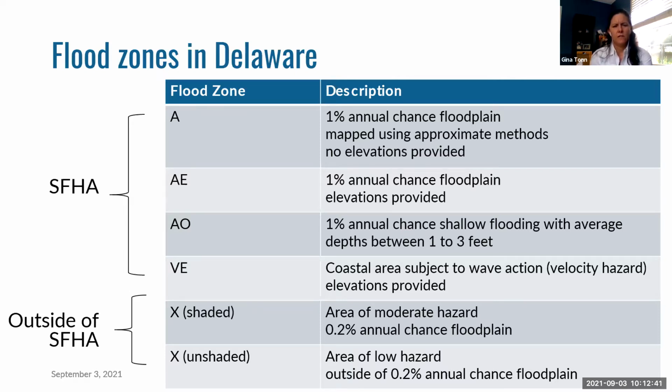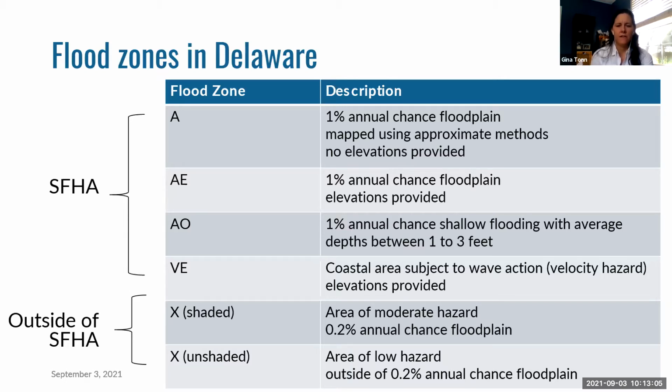There's a few areas along the coast that have AO, and this is an area of shallow flooding. Instead of showing an elevation there, there's a flood depth, which is typically between 1 and 3 feet. So you might see a zone that says AO2. That means there'd be 2 feet of water during a 100-year storm.